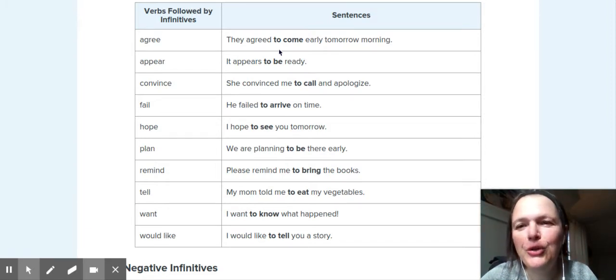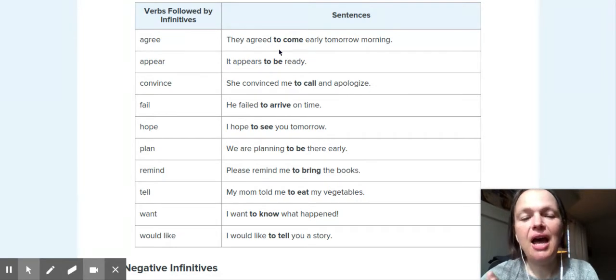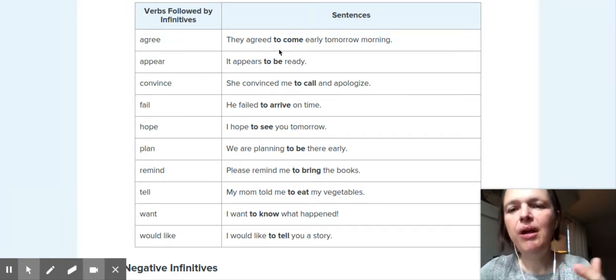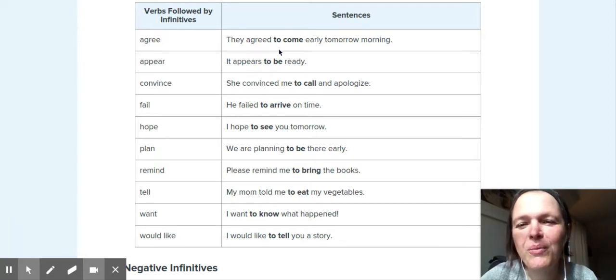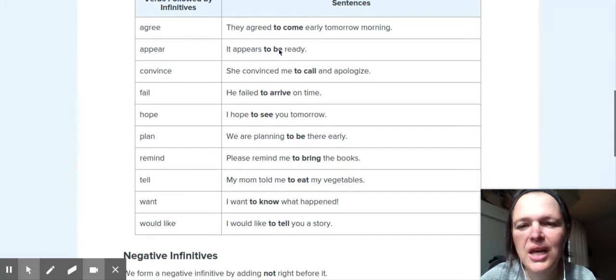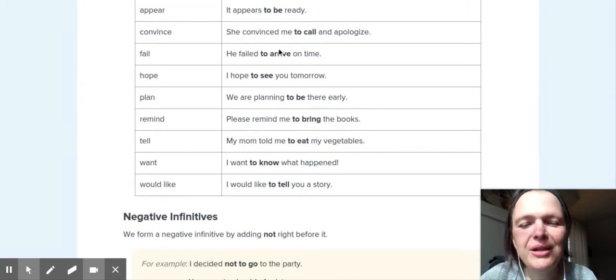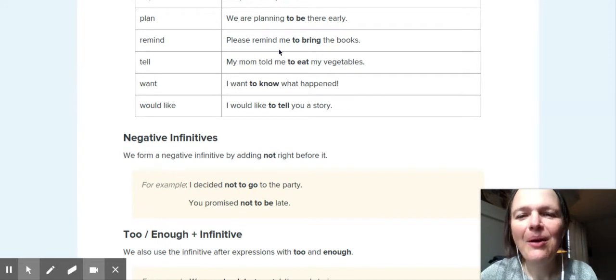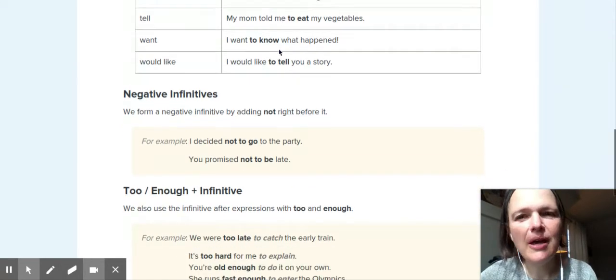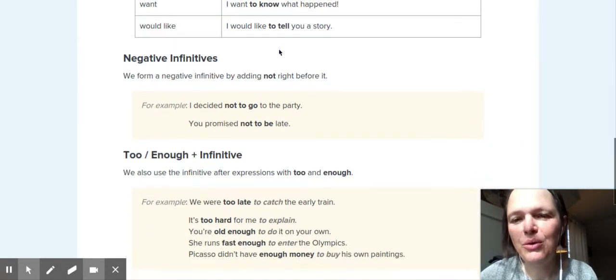Fail. He failed to arrive. Fail means to not pass, so he did not arrive on time. Hope. You're going to say, I hope to see you tomorrow. Plan. We are planning to be there early. Remind. Please remind me to bring your books. My mom told me to eat my vegetables. I want to know what happened, and I would tell you to this. I would like to tell you a story.